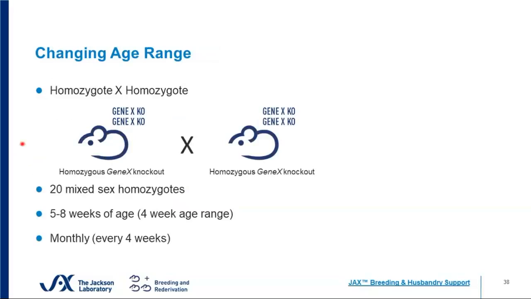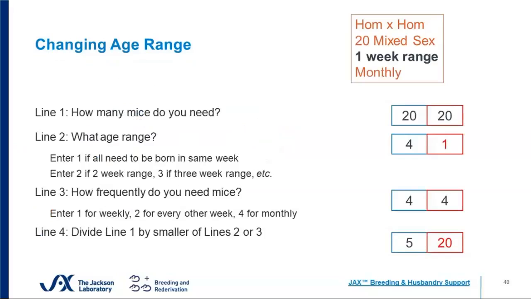So here's our original scenario, 20 mixed-sex homozygotes, 4-week age range every 4 weeks. Let's change that to a 1-week age range. So we need them all at 8 weeks of age. And let's go back and look at what changes that makes in terms of the worksheet and how large that colony will be. What I have here in the blue, the left-hand column, is the original scenario, and in the red, the right-hand column, is our new scenario.